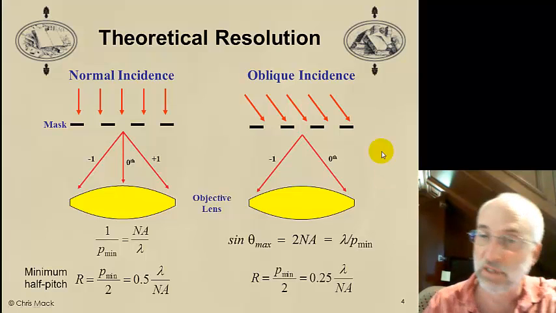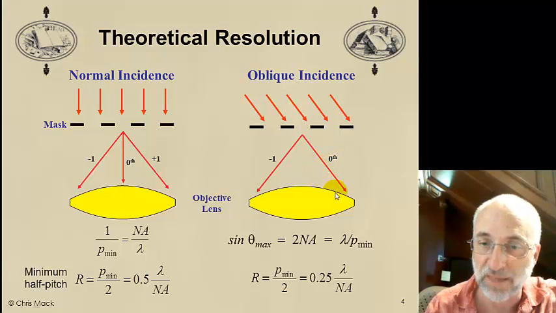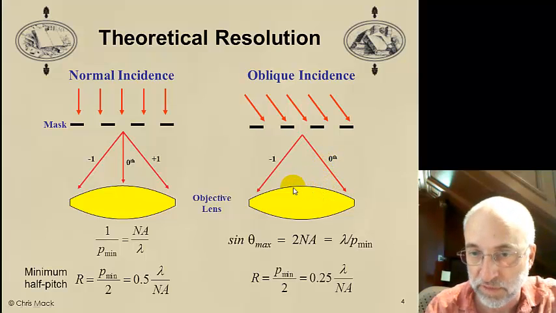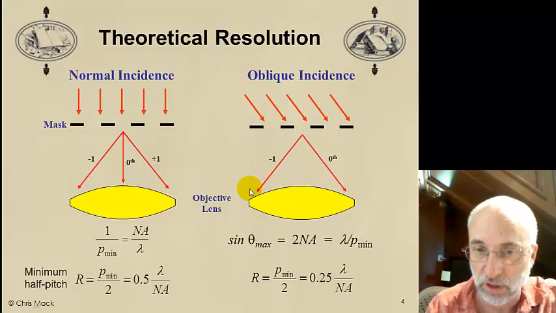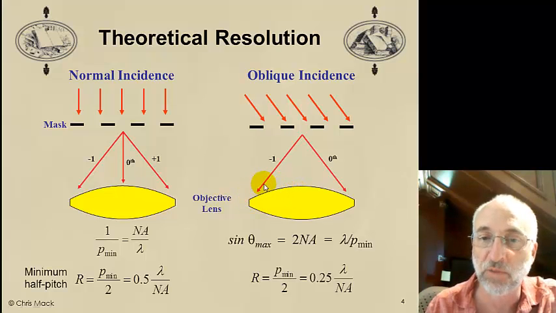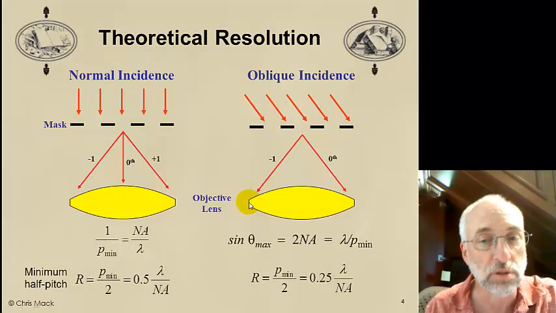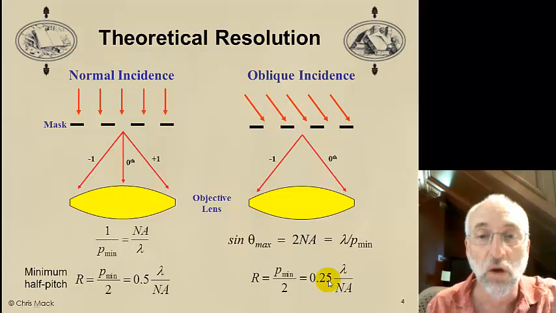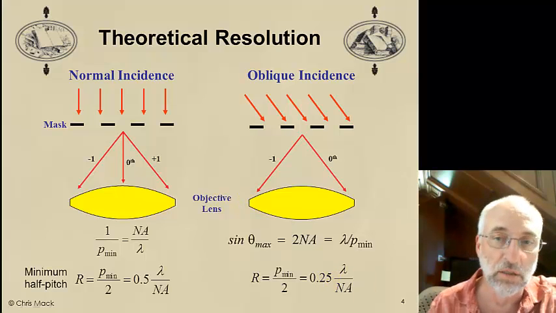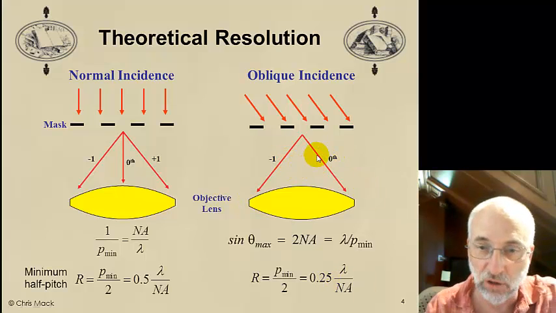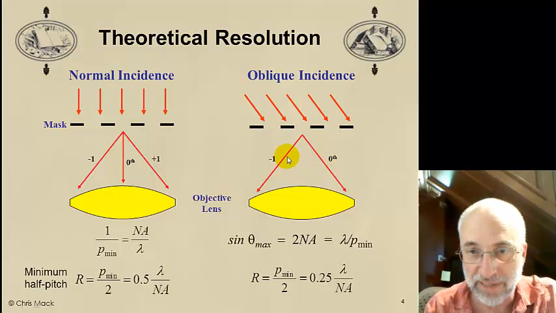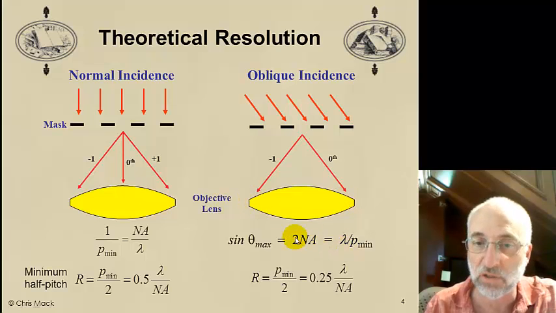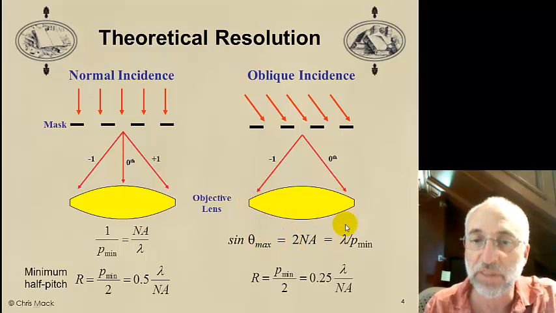So now the zero order is always fixed in this position. I decrease the pitch, and the minus first order moves further and further and further away until at the smallest pitch possible, the minus first order just barely makes it through the left edge of the objective lens. When does that happen? Well, this diffraction angle, when it's at its maximum, is not the radius of the lens anymore, it's the diameter of the lens. And so the sine of theta max is going to be 2 times NA.